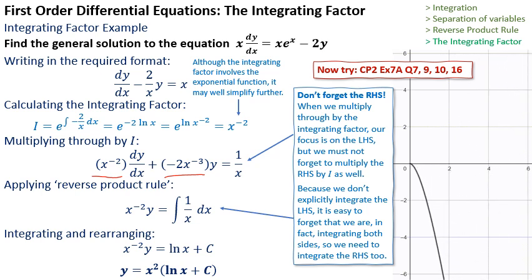Now you should be able to try questions from exercise 7a. Any of those questions should be doable. Some of them involve hyperbolic functions. So if you've not yet covered that chapter, you might want to leave those for the time being. Anything that looks like it has a misspelt trig function is something you want to watch out for if you've not done hyperbolics yet. But questions 7, 9, 10, and 16 are good starting points. So I'd recommend you begin with those.